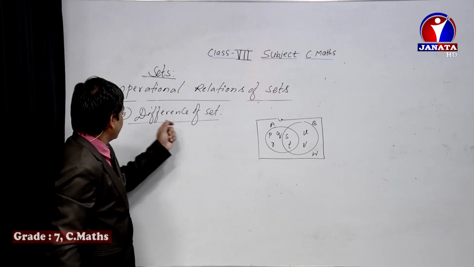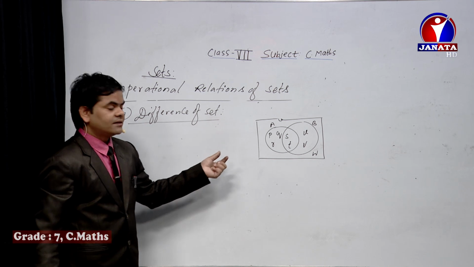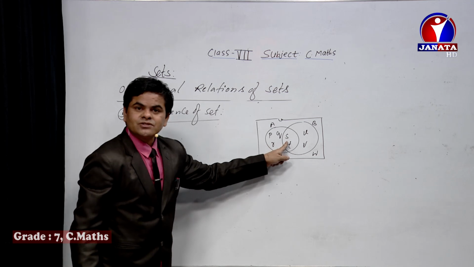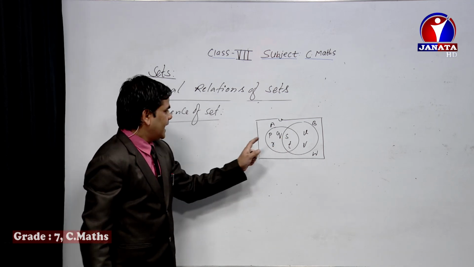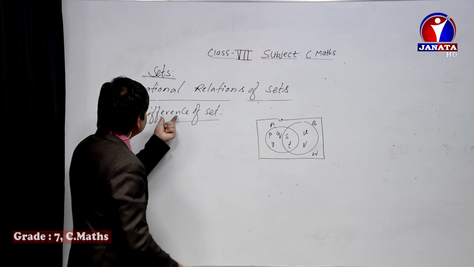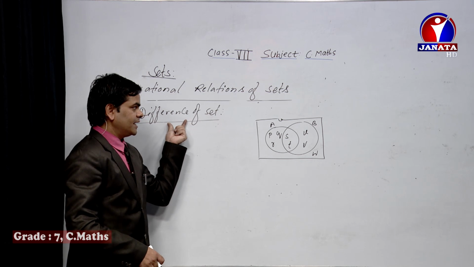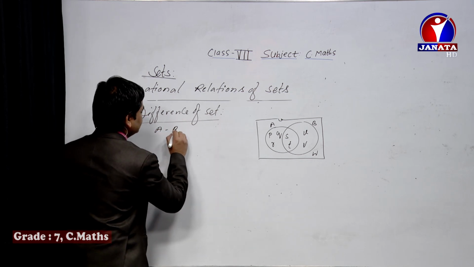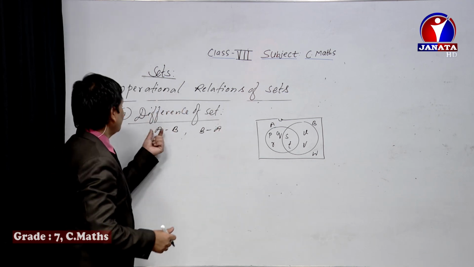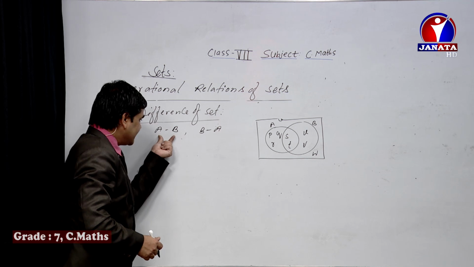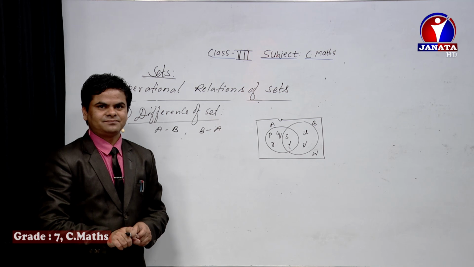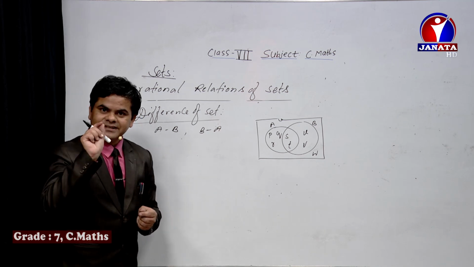Dear students, difference of set represents the elements contained in only one side, okay. This area belongs to A intersection B, I have already told, and this area belongs to, dear students, A difference B. So under this topic, you need to learn A difference B and B difference A. What do you mean by A difference B? It means the elements contained in set A only. Do not forget to say only, okay.